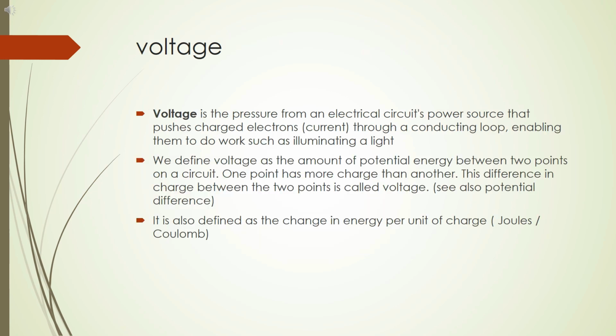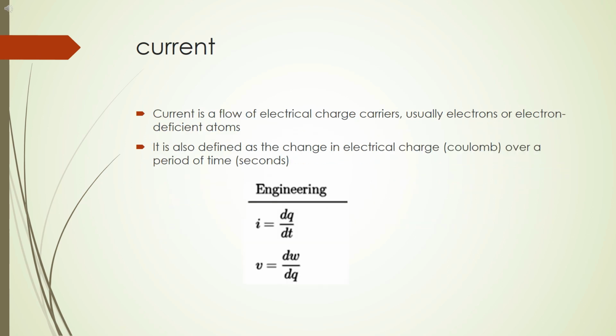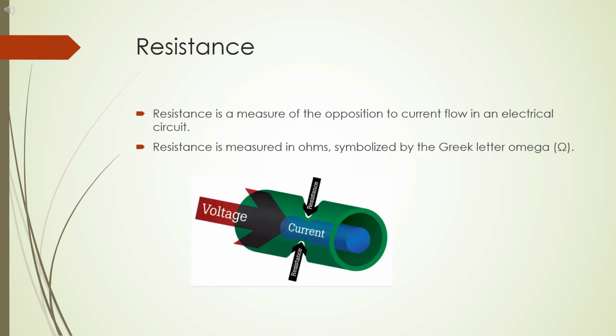Voltage is the pressure from an electrical circuit's power source that pushes charged electrons, current, through a conducting loop, enabling them to do work such as illuminating a light. Current is a flow of electrical charge carriers, usually electrons or electron-deficient atoms. Resistance is a measure of the opposition to current flow in an electrical circuit. It is measured in ohm and symbolized by the Greek letter omega.